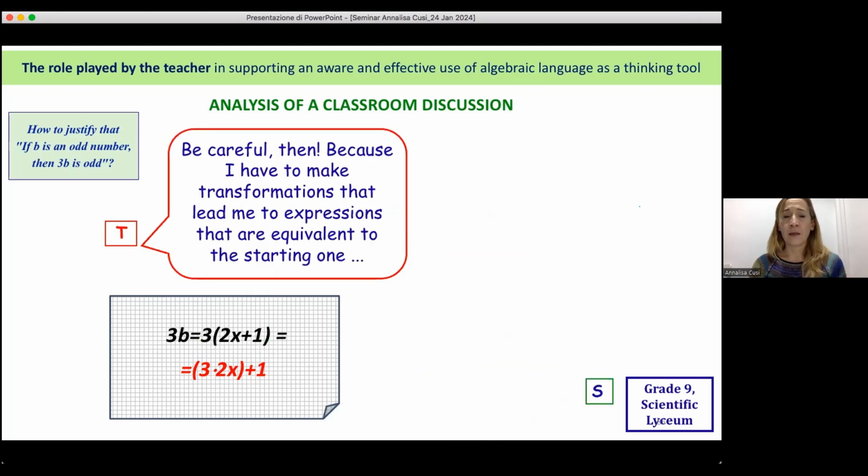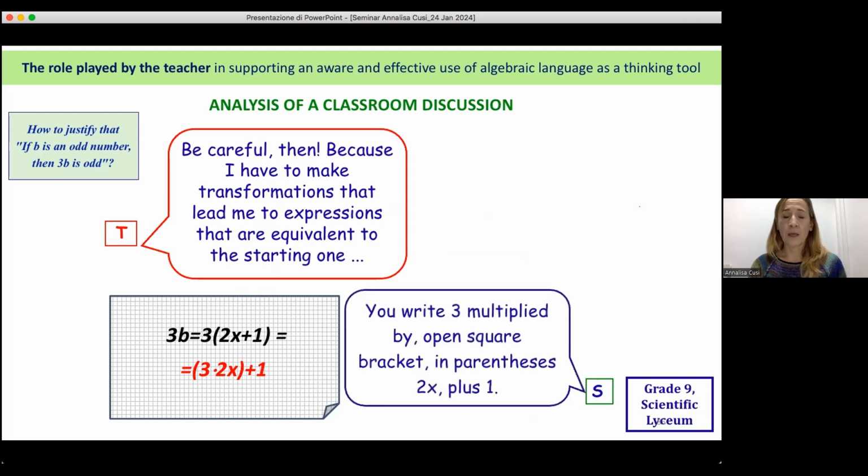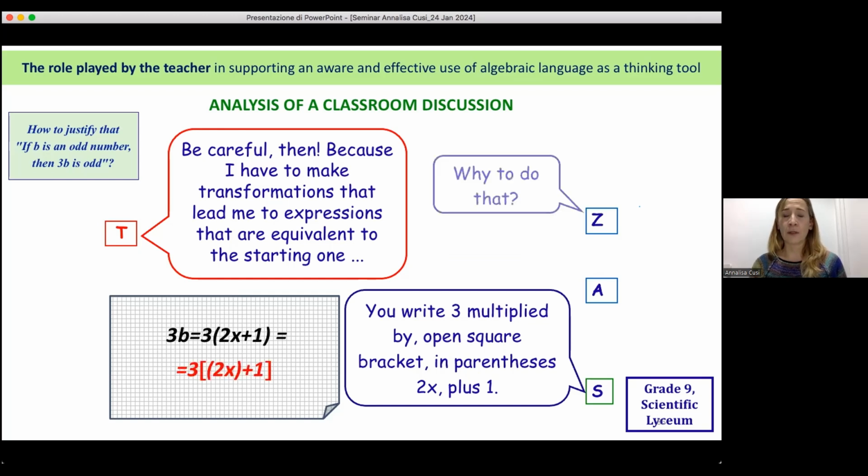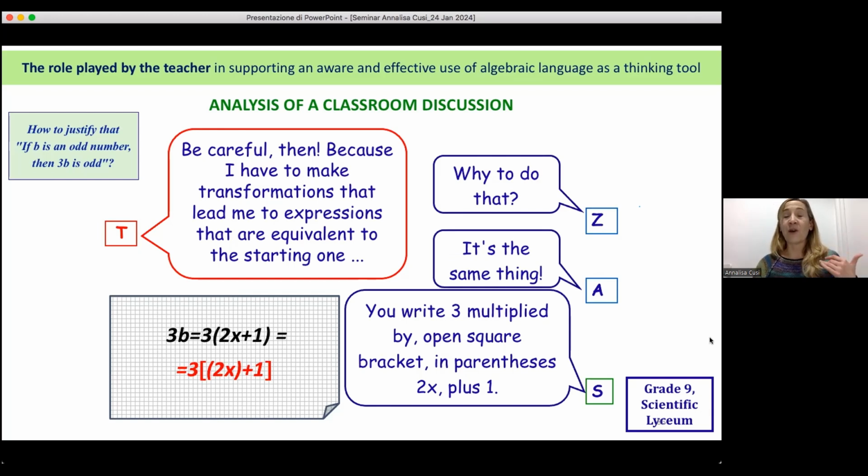Be careful then, because I have to make transformations that lead me to expressions that are equivalent to the starting one. You write 3 multiplied by, open square bracket, in parentheses, 2x plus 1. And the teacher writes this suggestion on the blackboard. Why do that? It's the same thing. They are saying that, yes, the expressions are equivalent, but the students only suggested to have these 2 parentheses. So the frames that are activated are always the same.